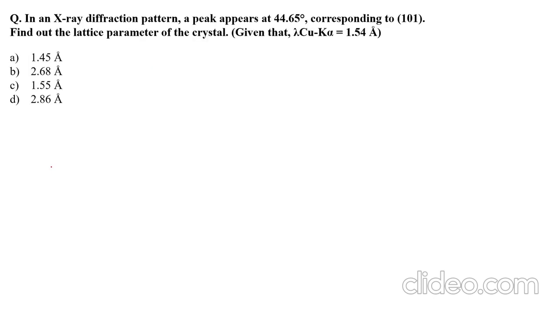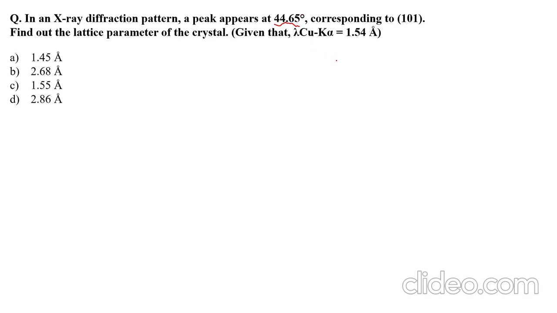So next question, it's again based on your diffraction pattern. It says that in an X-ray diffraction pattern a peak appears at 44.65 degree. So you have an angle at which the peak is appearing. When you are doing an XRD analysis, the angle is actually the angle between your source and your detector. So this is the angle that is between the two, represented by 2 theta here.